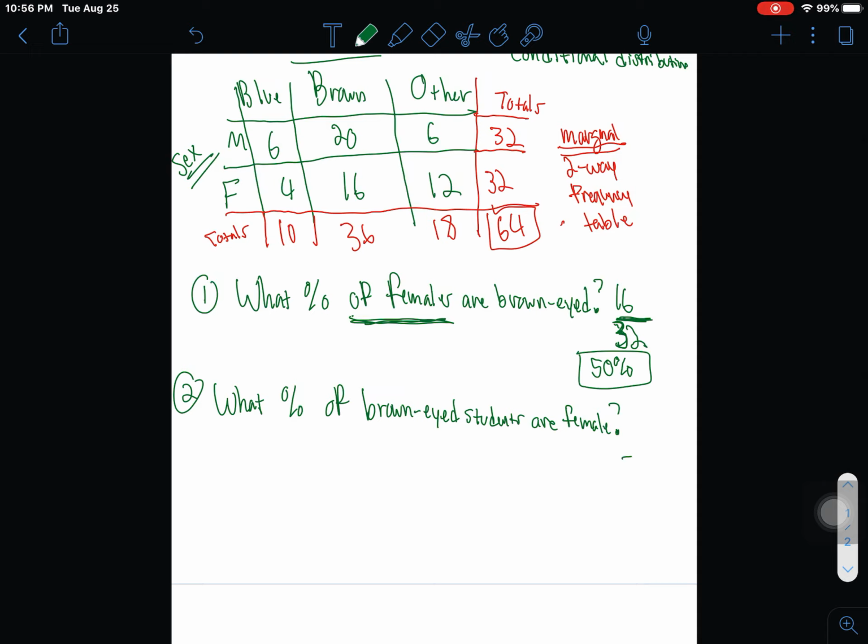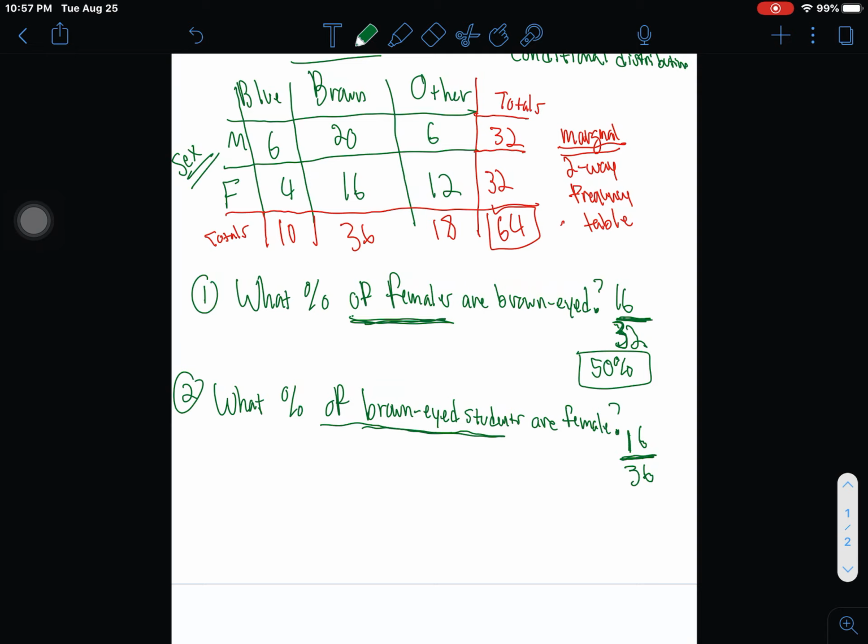So like I said, it's a nice little hint. Wherever you see the word "of," that's going to be your denominator. So of brown-eyed students. Well, how many brown-eyed students do we have? We have 36 in total. And of those 36, how many of those are female? Well, that's just 16. So 16 out of 36.